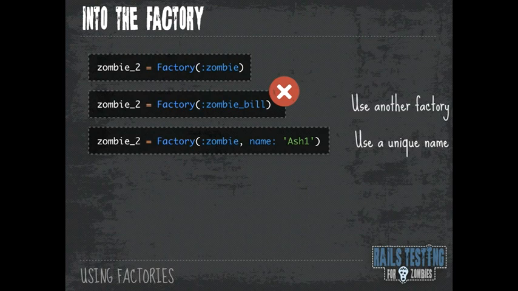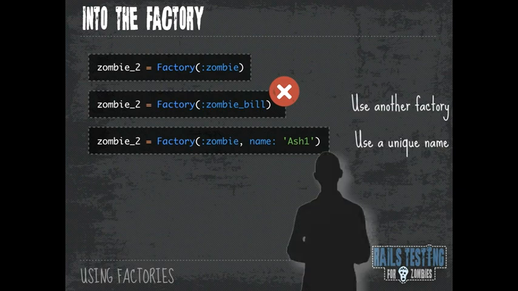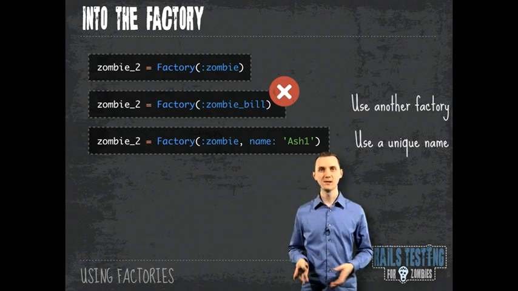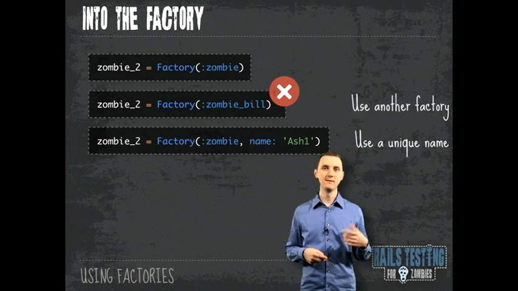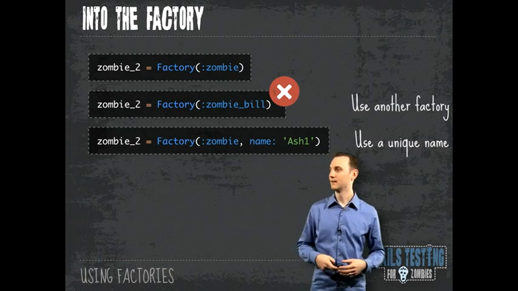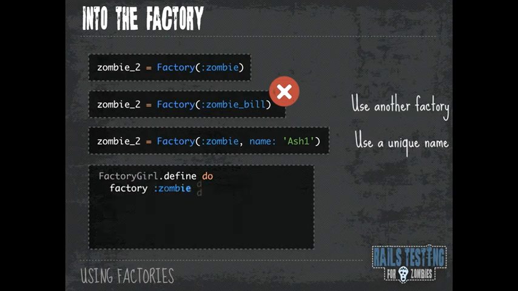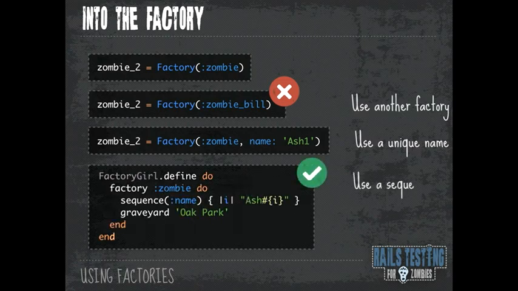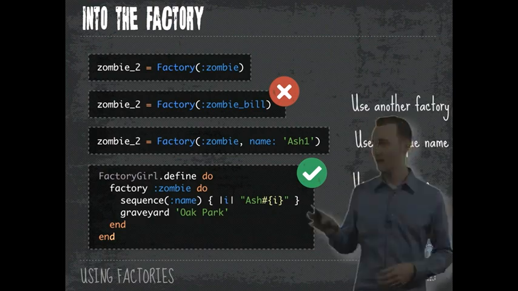But there's actually an even better way to go, which factorygirl gives us, called sequences. Sequences allow us to generate unique information based on the number of times that information was called. So over here in this definition, you can see factorygirl define do, factory zombie do, and now I have a sequence name. So I'm calling the sequence method and the attribute that I want the sequence to be applied to, and I'm passing it a block.